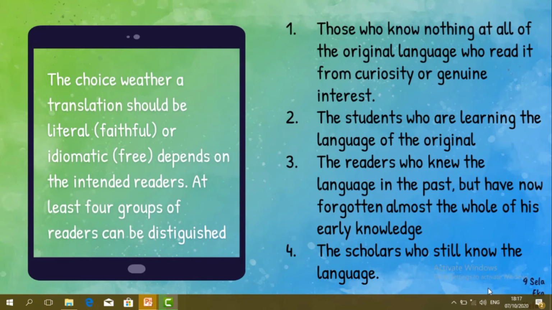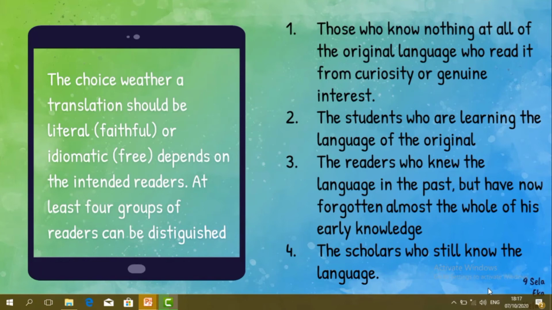At least four groups of readers can be distinguished. In the first group are those who know nothing at all of the original language, who read it from curiosity or genuine interest. The first group are happy with the free translation. It satisfies their curiosity. They read it easily without the pains of thought.